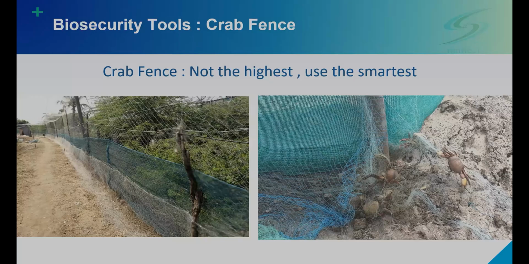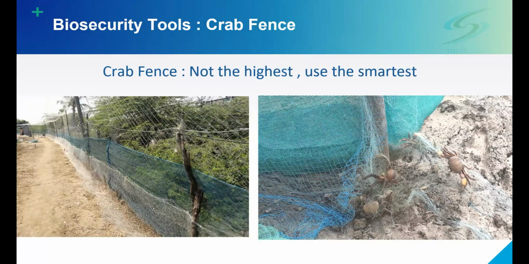You use the cheapest net. This is available as used net, which we call a disco net or simply a trash net. This trash net is available for 40 rupees per kilo, and you just put it all around the pond. It's not about how high or how good it is, but how efficiently you do it. It can trap any unwanted animals entering the pond. You do the proper crab fence so that it can trap anything entering inside.